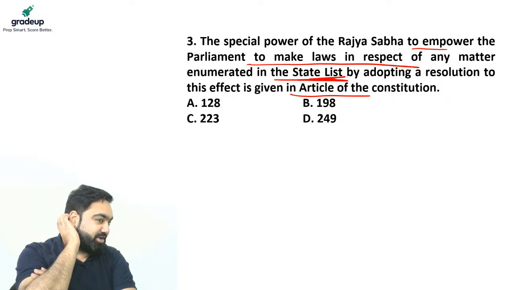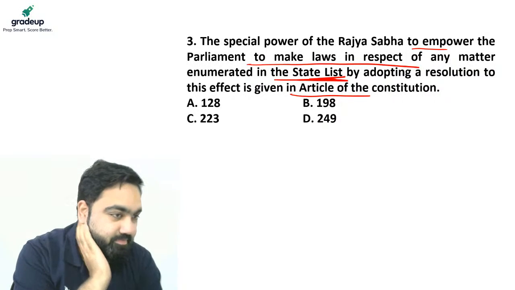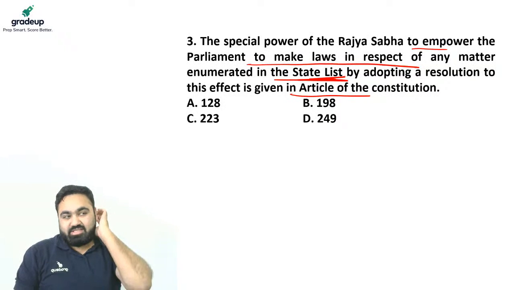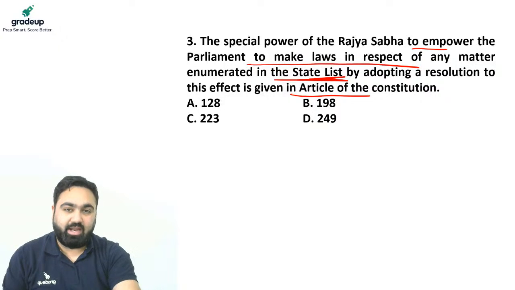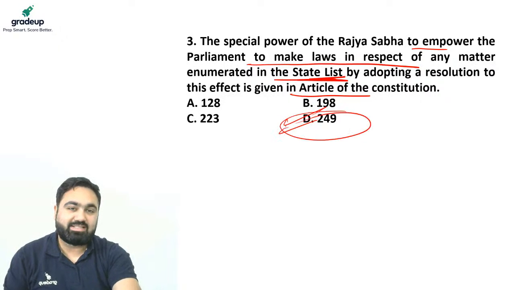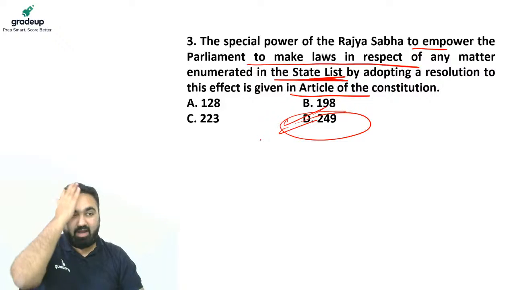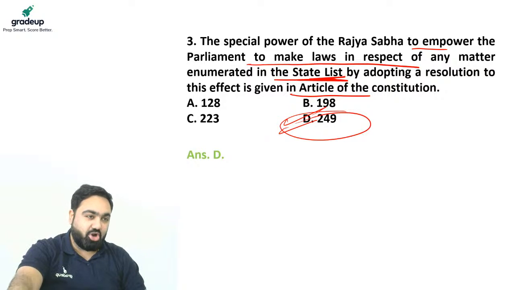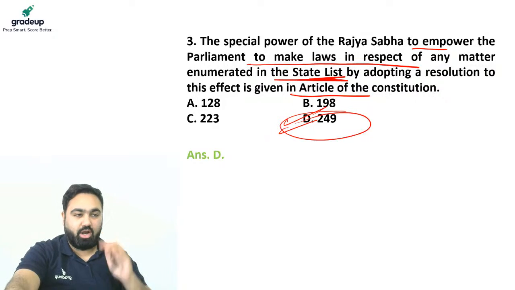Again, not a difficult question to answer. Okay, good job, guys. This is article number 249. Article 249 says Rajya Sabha can empower the parliament to make laws on the state list subjects as well. So those who said D, good job. Those who did not say D, you have to improve.